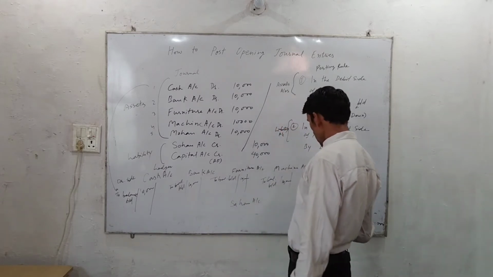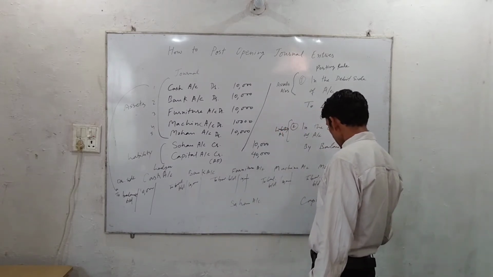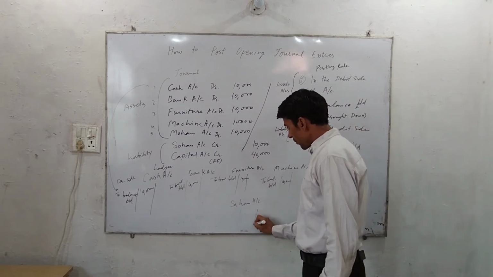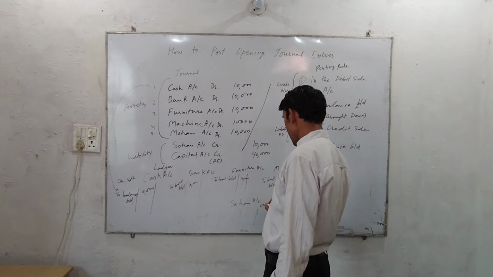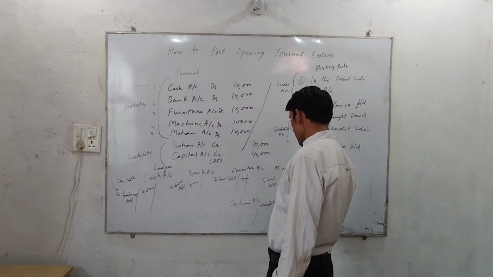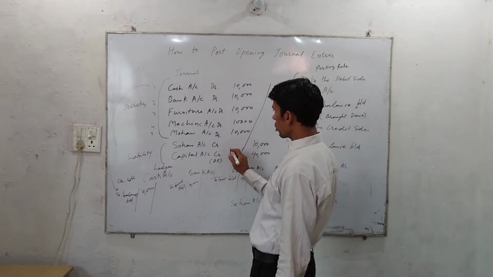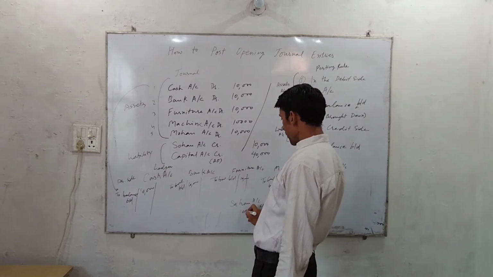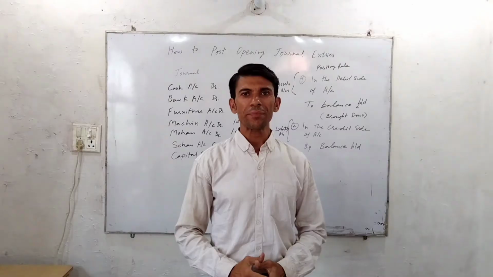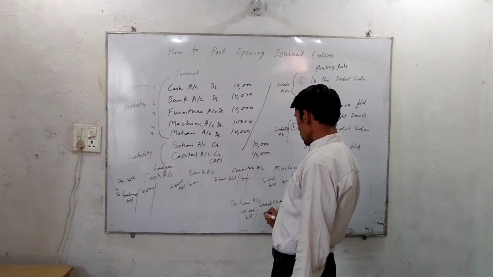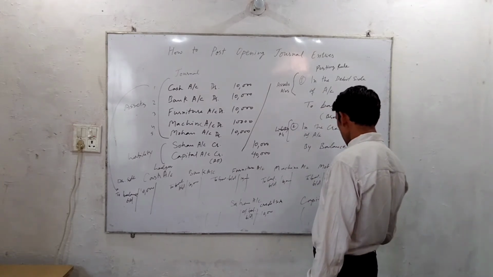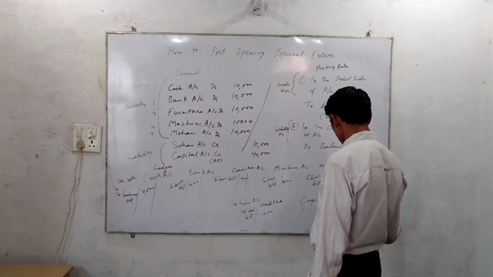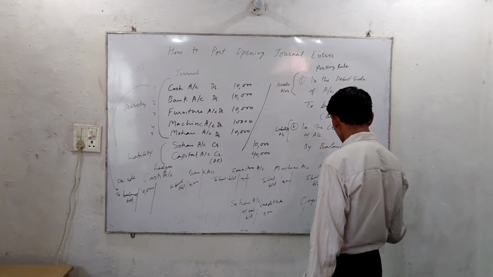and capital account, and this is its credit side. We write "By balance brought down". This is 10,000. And in this account, by balance brought down 10,000.